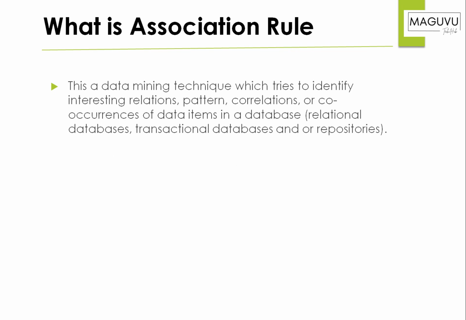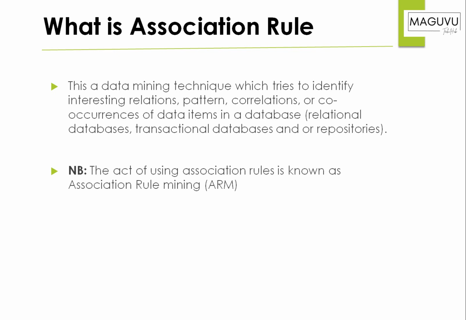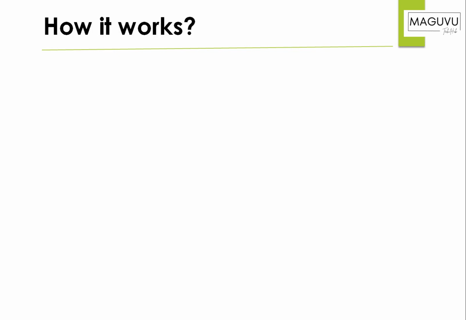So what is association rule? This is the data mining technique which tries to identify interesting relationship patterns, correlations, or co-occurrence of data items in a database. The act of using association rules is known as association rule mining.